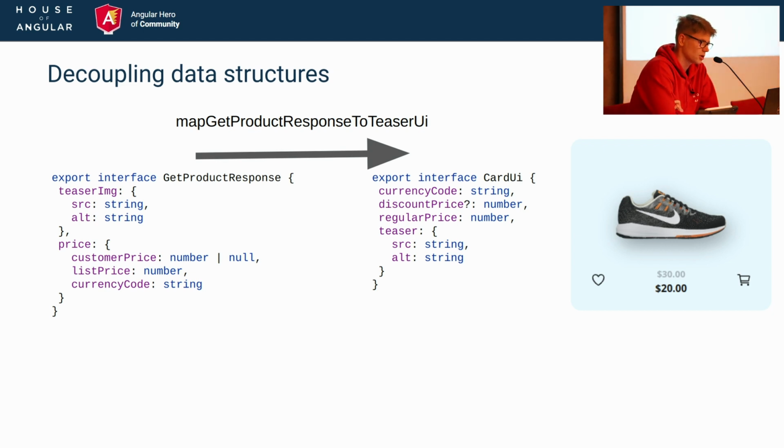So for example, this component, this card UI, can have the interface. Of course, the dependency inversion principle will tell you that the get product response should implement the card UI. But in Angular, it will not be a good idea because then you will have a coupling between the card UI and the get product response, or the other way around, which is not so good. So I recommend having a mapping.